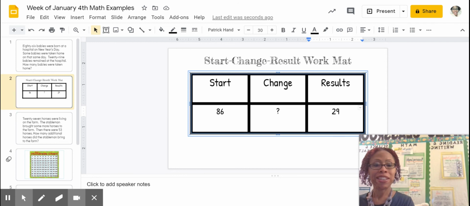Take a chance, take a try at using the start, change, result work map on today's problem.